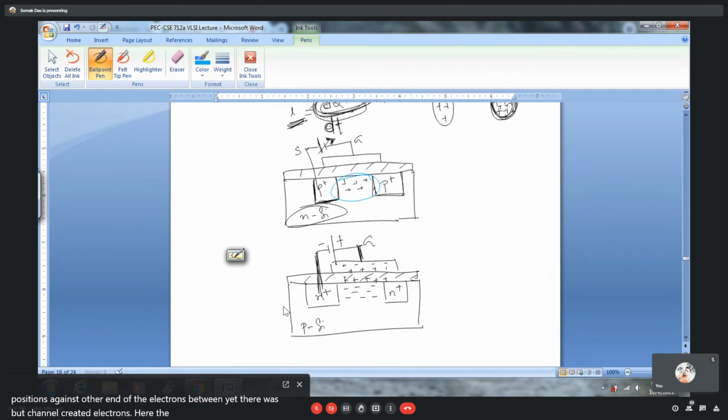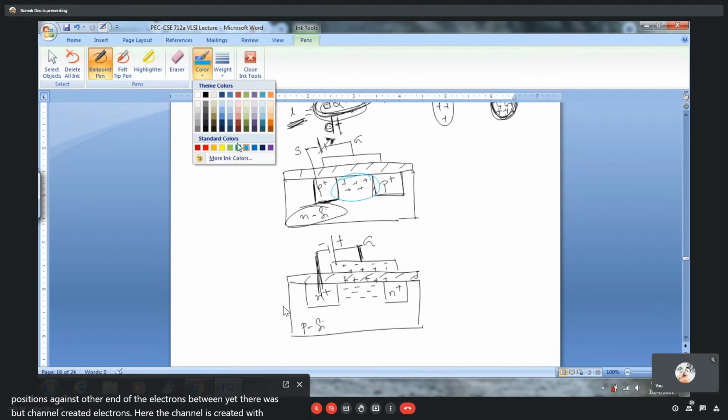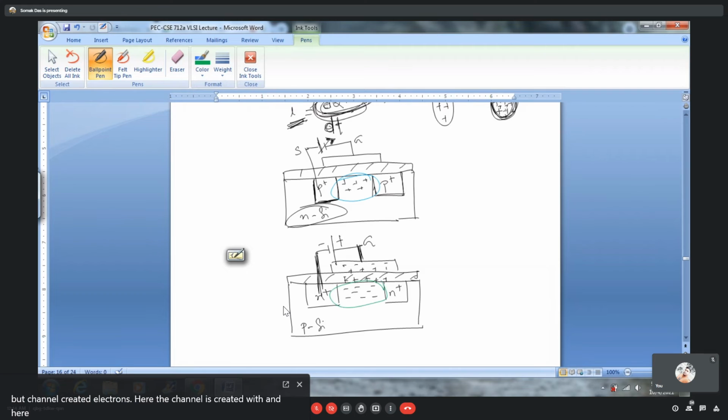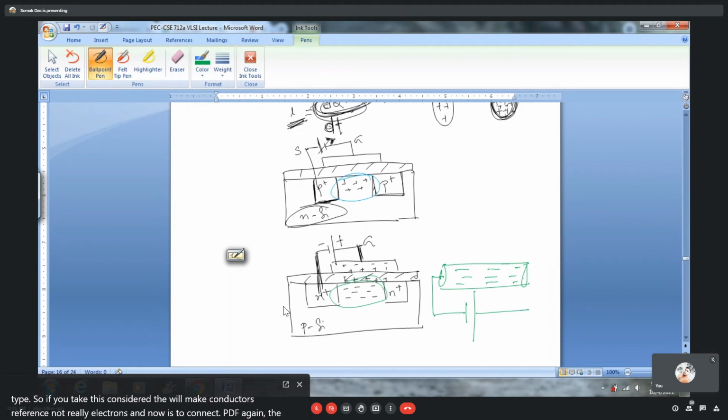Here the channel is created with holes, and here the channel is created with electrons. As well as there are two N plus type regions. So if you take this, consider the ohmic conductor reference, full of free electrons, and now if you connect VDS, again the polarity you can change. So VDS.